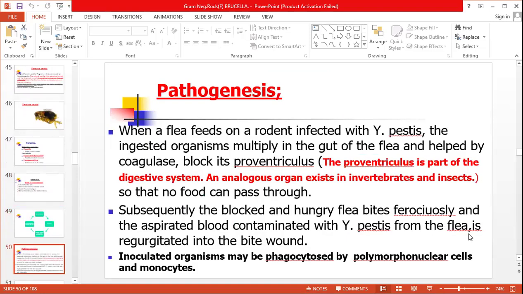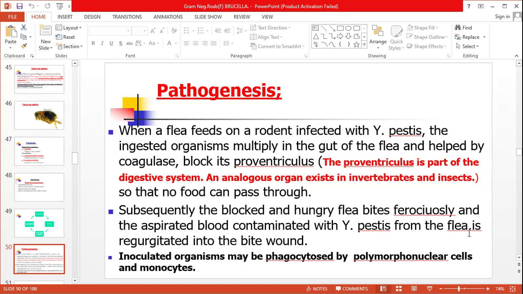Pathogenesis: when the flea feeds on a rodent infected with Yersinia pestis, the ingested organisms multiply in the gut of the flea and, helped by coagulase, block its proventriculus so that no food can pass through. The blocked and hungry flea bites ferociously, and the blood contaminated with Yersinia pestis is regurgitated into the bite wound.